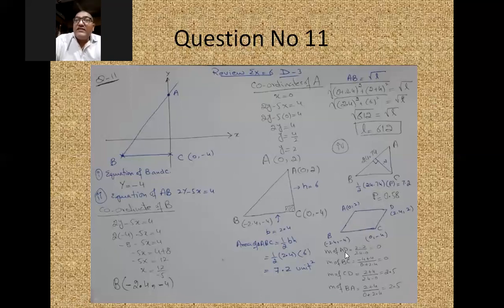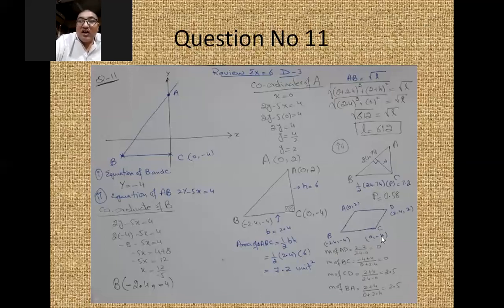So find the gradient of AD, that will be (2 minus 2) divided by (2.4 minus 0), and the whole thing will become 0 because on the top 2 minus 2 is 0. In the same way, find the gradient of BC, it will be y2 minus y1 divided by x2 minus x1. It will be (-4 minus -4), that makes -4 plus 4, divided by (0 minus -2.4), that makes 0 plus 2.4. So on the top you will have 0 divided by 2.4, and that will be 0. So you can see that the gradient of AD and the gradient of BC are both 0, so they are parallel to each other.